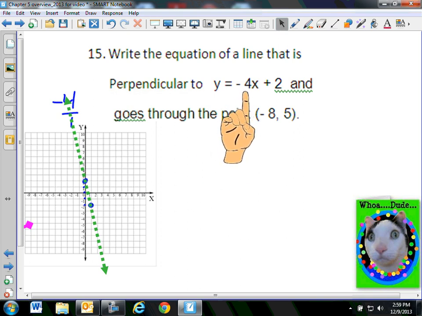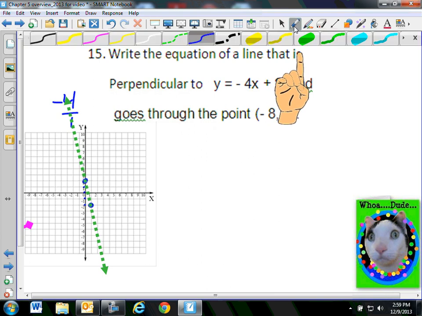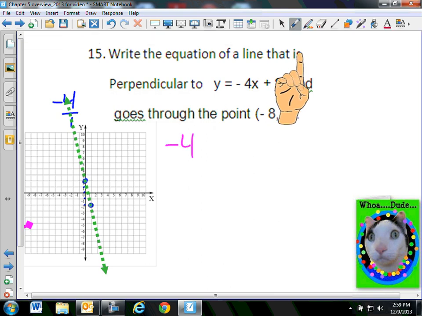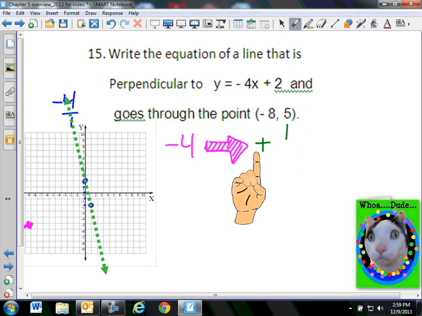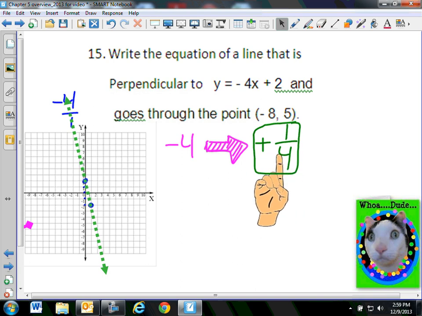If this slope is negative 4, then what's the other one going to have to be if it's perpendicular to it? We said that the other one had to be the negative reciprocal. So basically, what's the opposite of this one? Positive. And do the reciprocal of 4: 1 over 4. So we're going to use 1/4, and I want you to use this point right here, and we're going to use that point-slope formula.